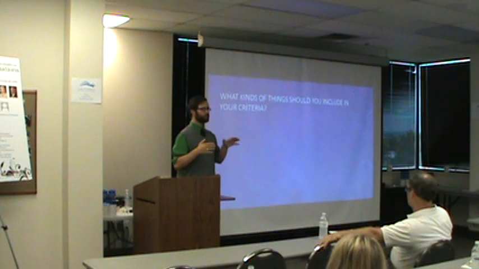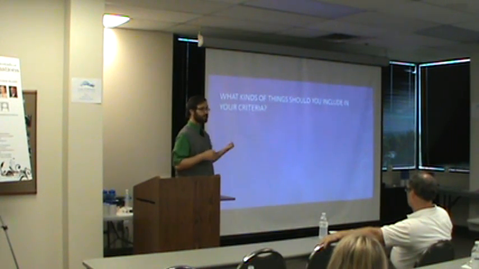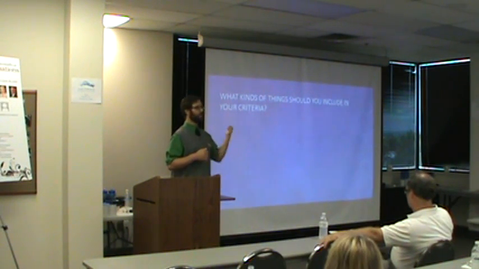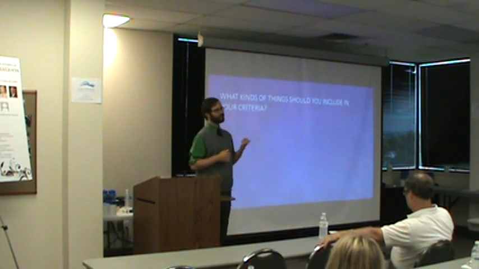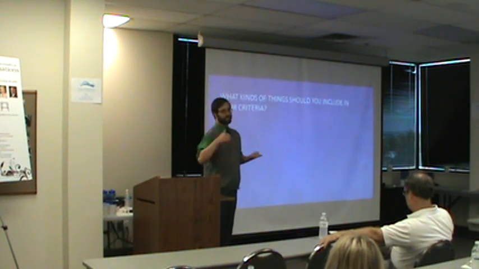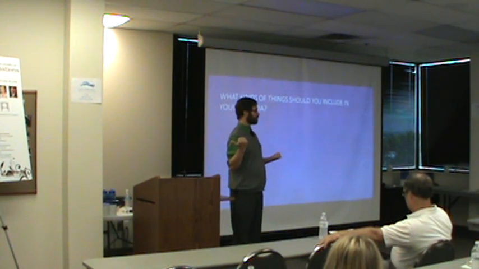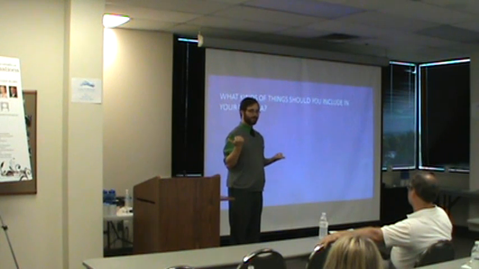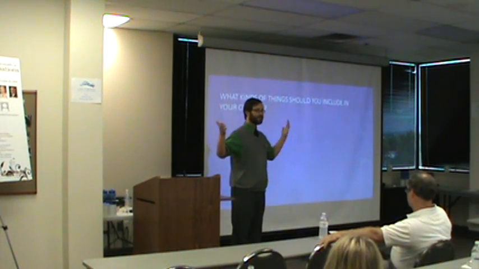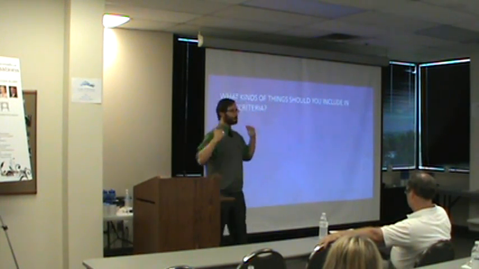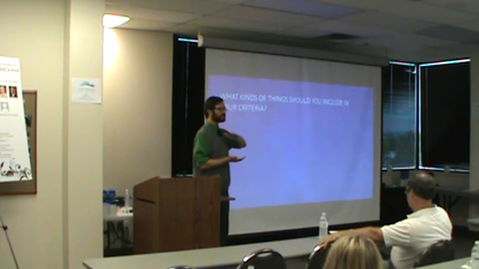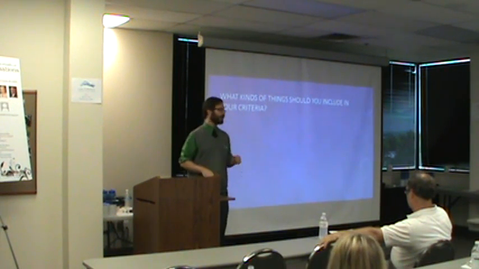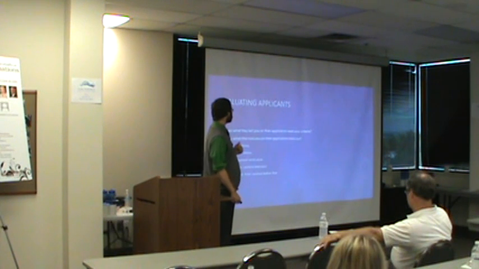Now, if you own multiple units, you might also want to consider writing a separate criteria for each unit. You're going to have a very different criteria for a studio apartment that you charge $700 a month rent for, and a 6-bedroom house that you charge $2,000 a month for. You're going to have a very different criteria for those things, so you might want to consider writing a separate criteria for each one.